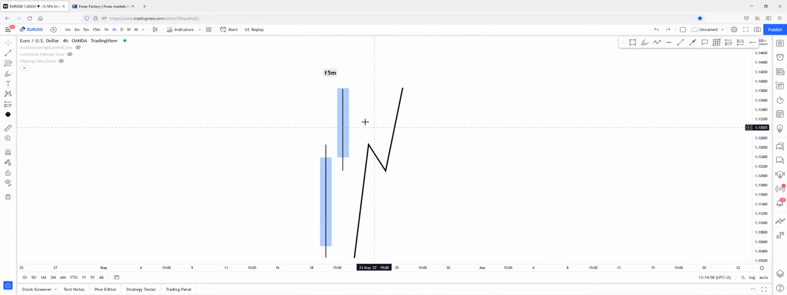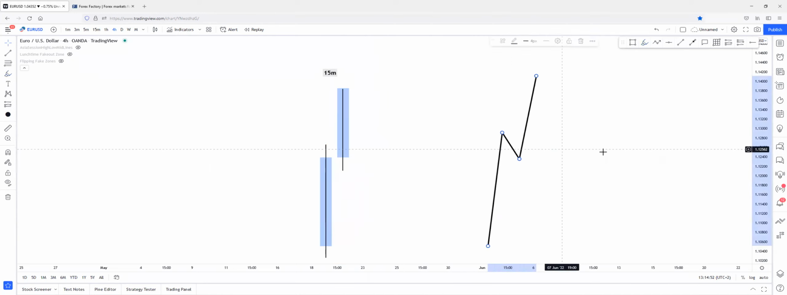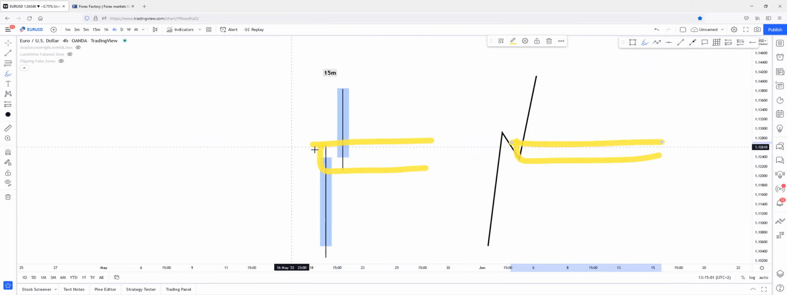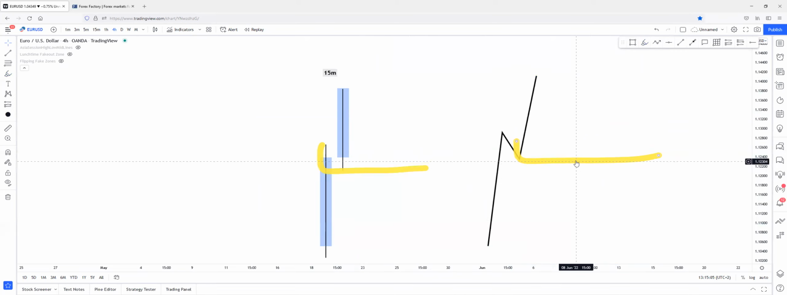Let me remove this and put it a bit further. So this will be the demand zone on the 15-minute chart, which will be equal to the 1-minute chart demand zone. Do you understand how this works and what you can expect from this? Let me explain.